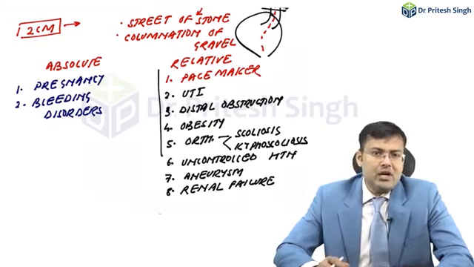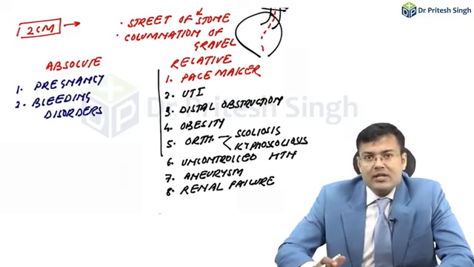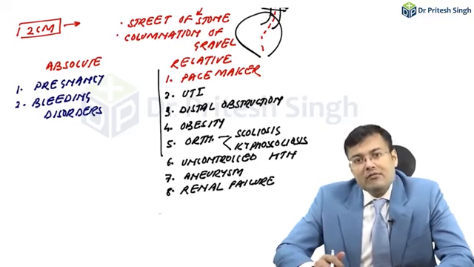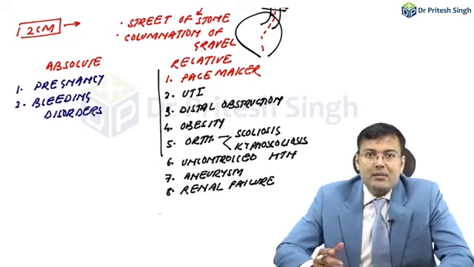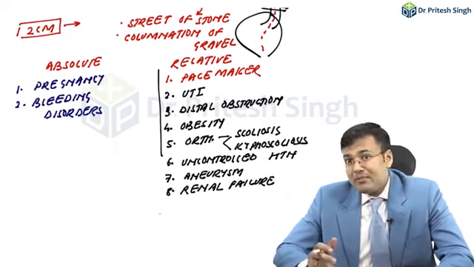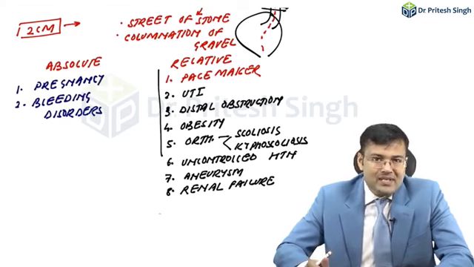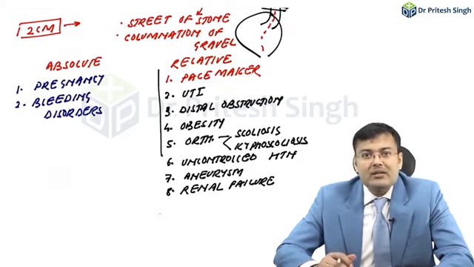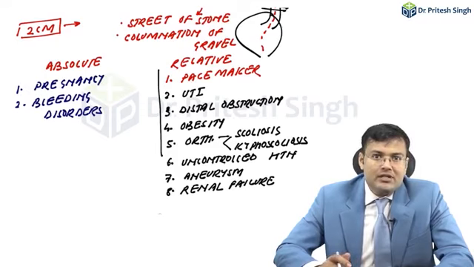Now simple question. If the size of the stone is more than 2 centimeters, we are going to manage it with PCNL. There is UTI, PCNL. Distal obstruction, PCNL. Staghorn calculi, PCNL. Hard stones are there, PCNL. So this is how we manage renal stone. Now have a look at the question.